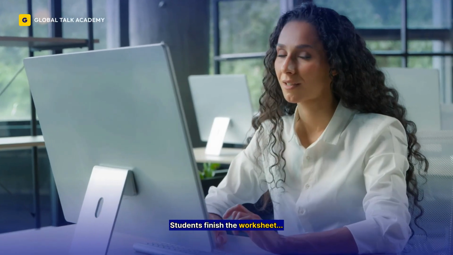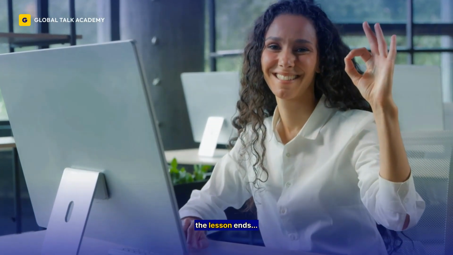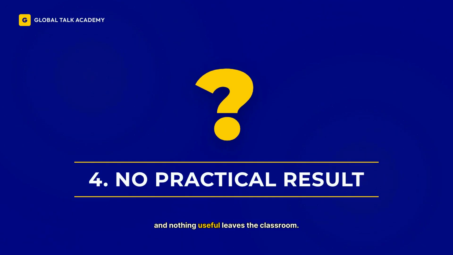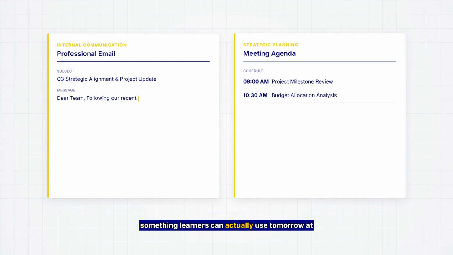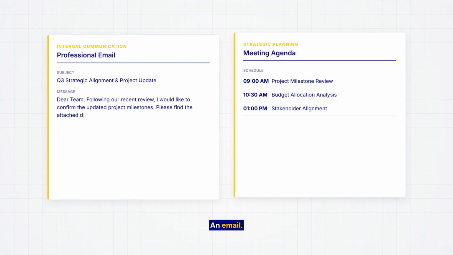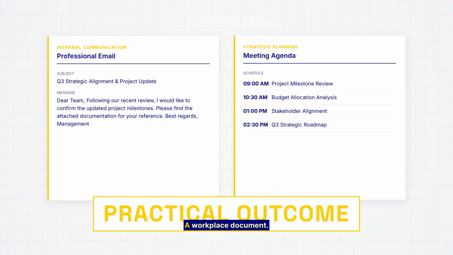Students finish the worksheet, everyone feels busy, the lesson ends, and nothing useful leaves the classroom. A business English lesson should finish with something learners can actually use tomorrow at work. An email, a meeting contribution, a workplace document, a practical outcome.